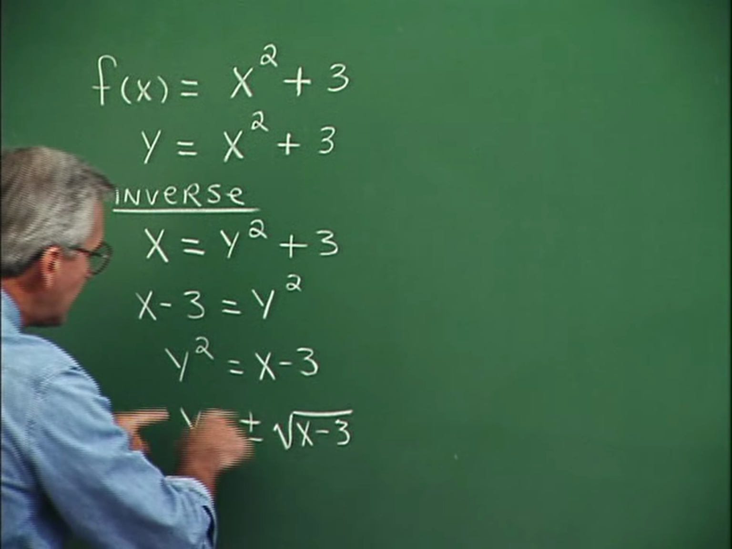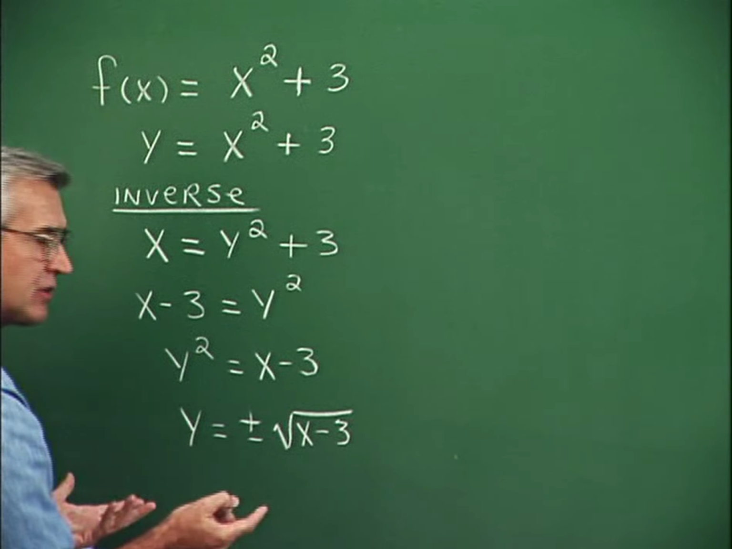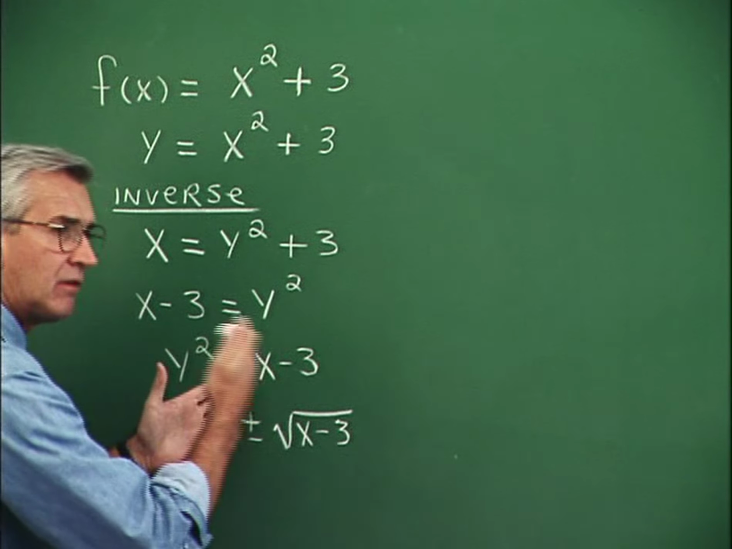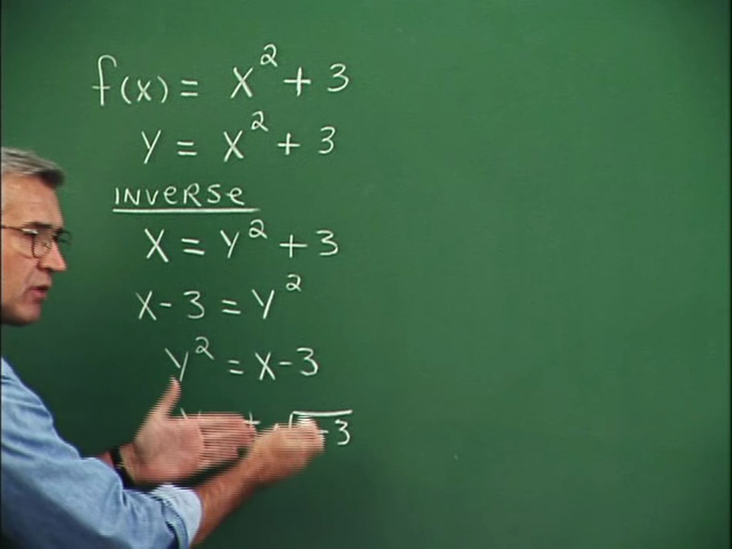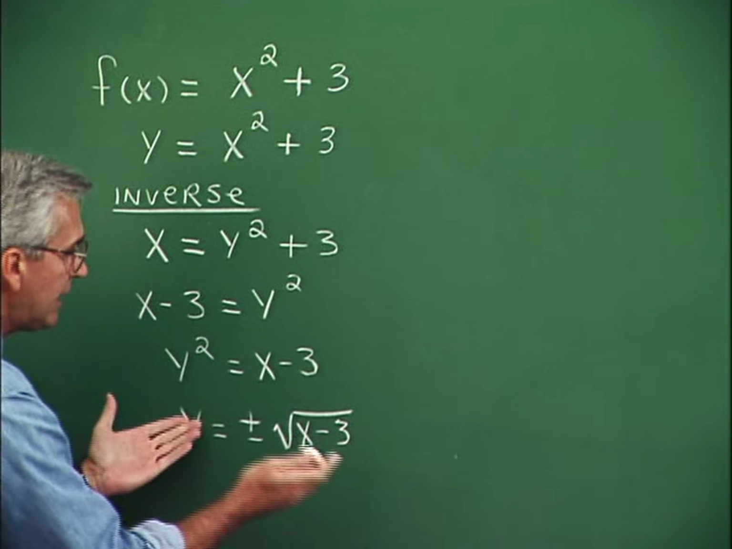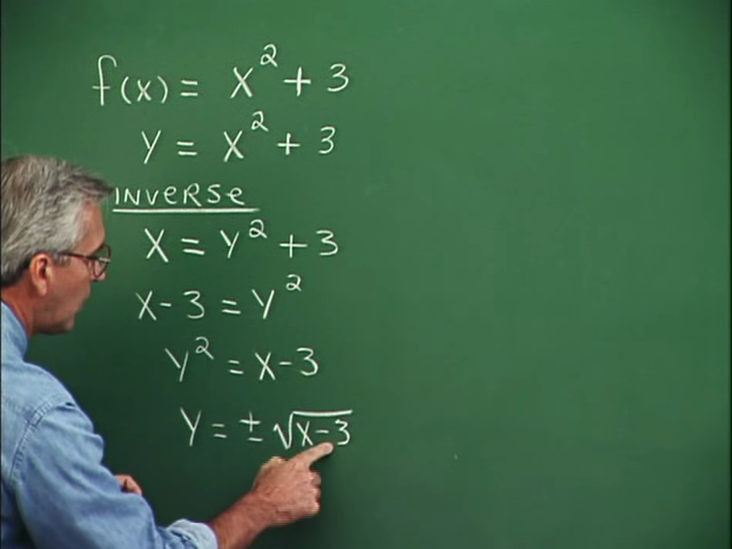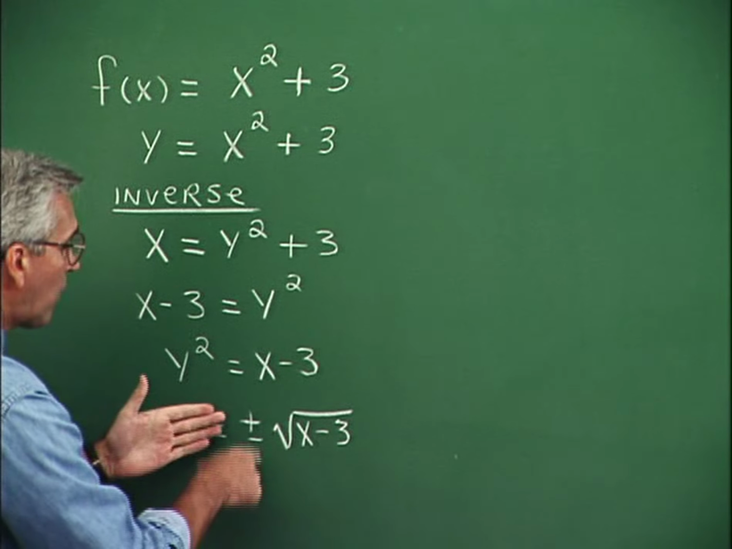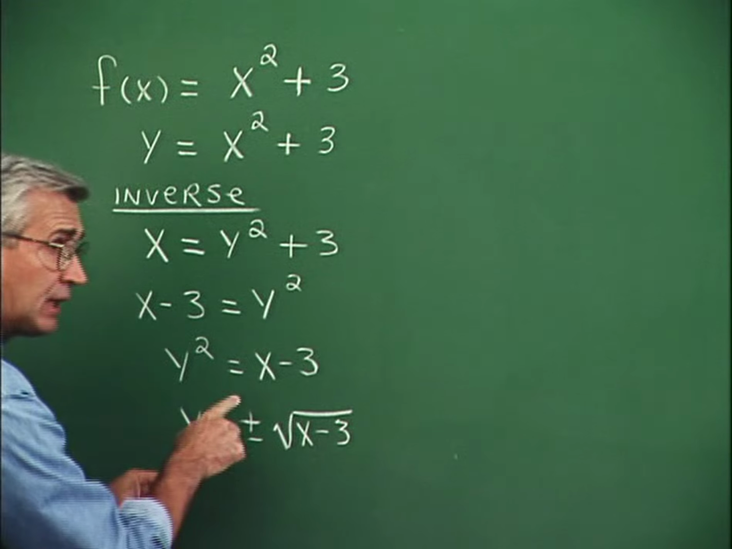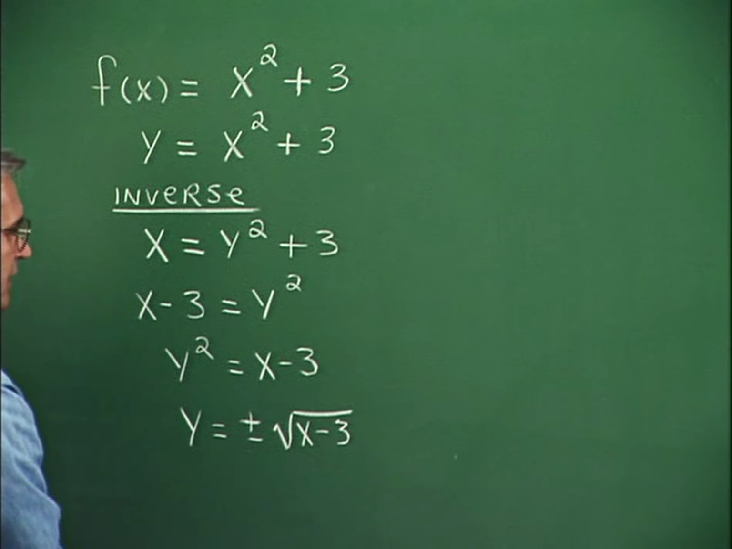Now, does this represent y as a function of x? Not by our definition of function, because by our definition, a single value of x should generate exactly one value of y. And here that's not the case. If x is 4, we would have 4 minus 3, 1. The square root of 1 is 1, plus or minus 1. That one value of x, 4, is generating two values of y, plus or minus 1. And so we do not have y as a function of x.